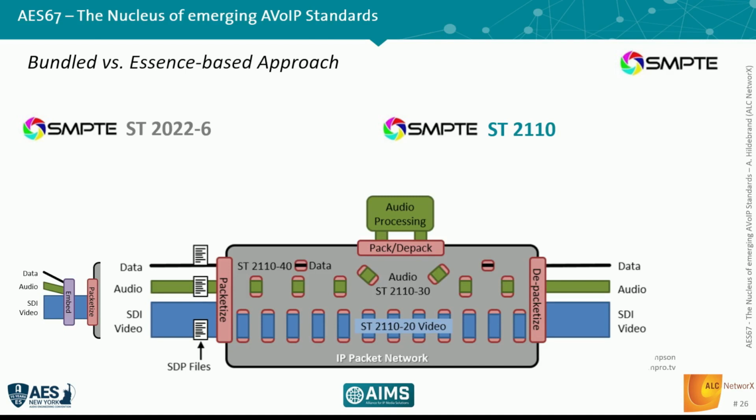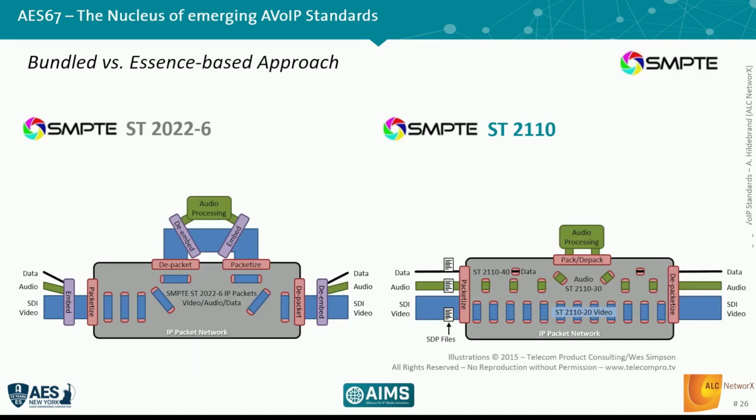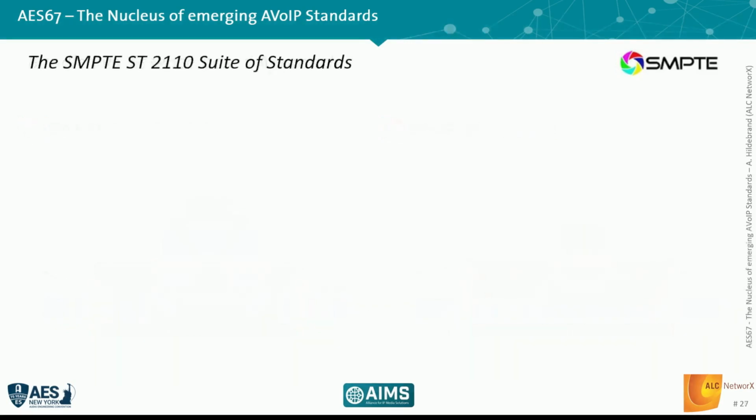Since all the essences are now individually available on the network, the audio processing device only has to register to the audio stream it's interested in, and then can transmit or produce a new audio stream on the network. And synchronization is all done, guess what? Through the very same means AES is using.